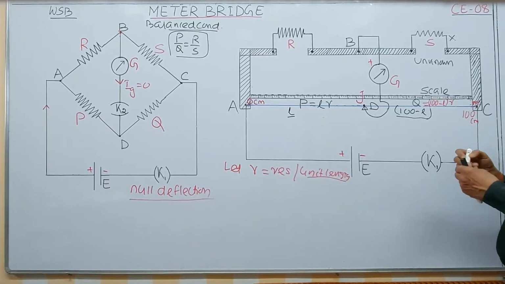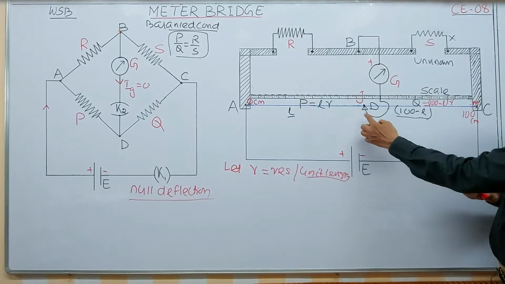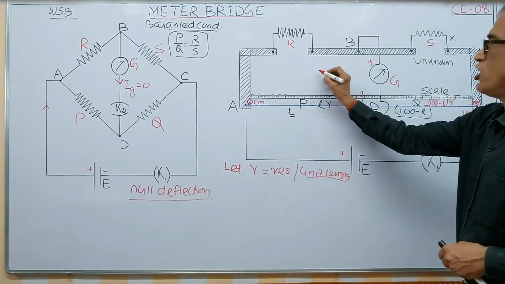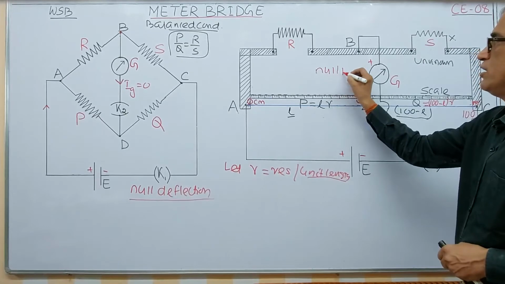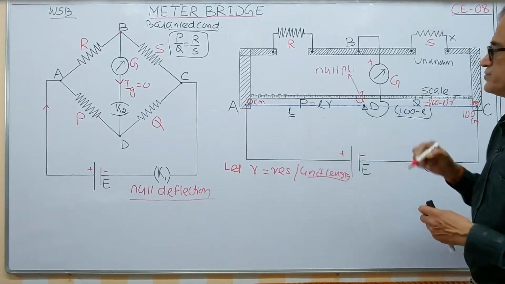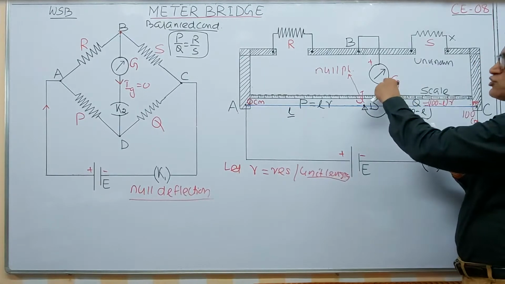100 centimeter. This is 0 centimeter. Hello? So this is the null point. Null point means zero deflection. This is the null point we can say.